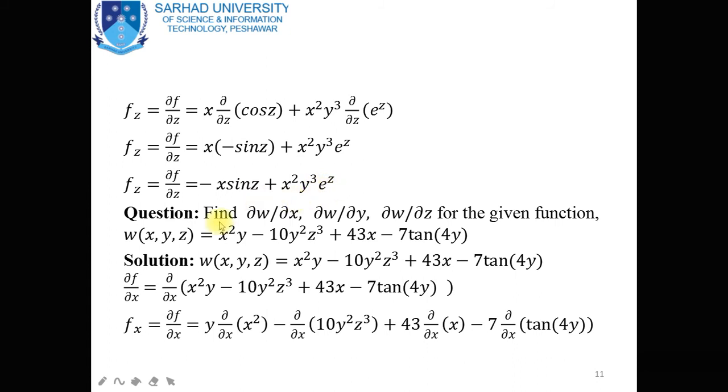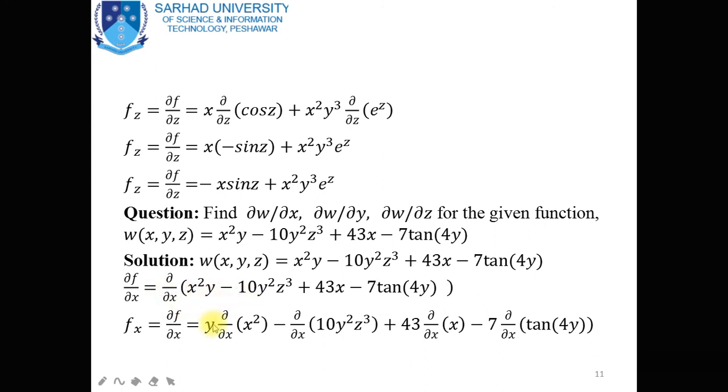Now we have a function w of variables x, y and z, which is given by x square y minus 10y square z cube plus 43x minus 7 tangent 4y. And the partial derivative of w with respect to x, with respect to y, and with respect to z are required. So first of all, take the partial derivative of the function with respect to x. Suppose this w function is represented by the f function; again you see over here, the partial derivative of the given function with respect to x.